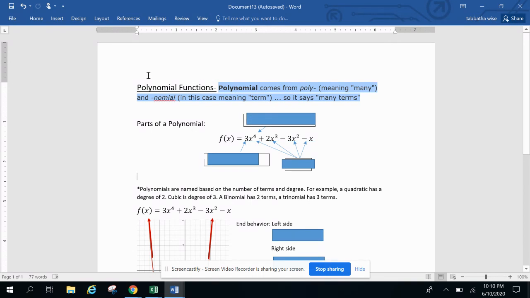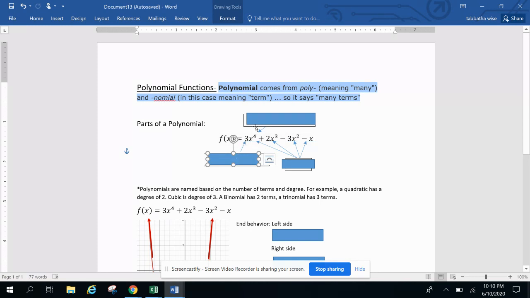Hello, our next section for ESS is on polynomial functions. So polynomial comes from the word poly, which means many, and nomial in this case meaning term or number. So it's saying many terms. So parts of a polynomial. And there's three main parts that you need to know what they're called and how to identify.